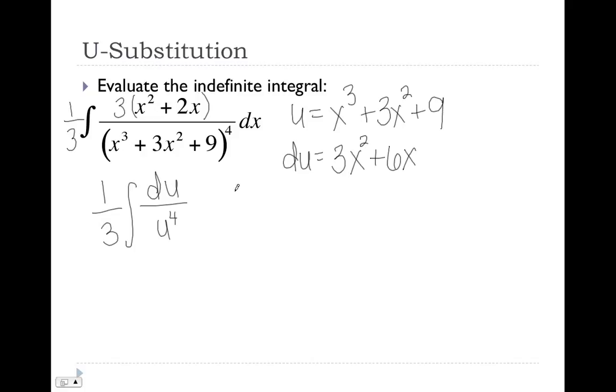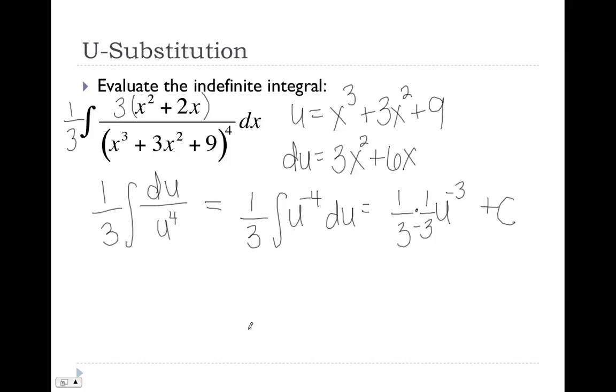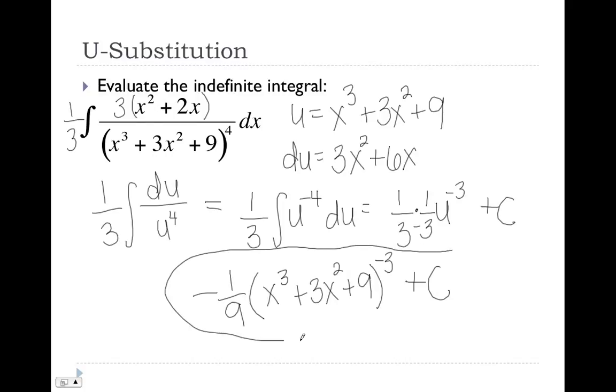This is a nice substitution. Everything is in terms of u's. However, I'd really like that u in the denominator to be in the numerator, make my life a little bit easier. Okay, and so when I integrate this, I have 1/3. I bring u to the -4th up a power, which makes it u to the -3, because -4 plus 1 is -3. I divide by that new power, and I add my constant of integration. So this is now -1/9 times u, where u is x cubed plus 3x squared plus 9, to the -3 plus my constant of integration, which is fine.